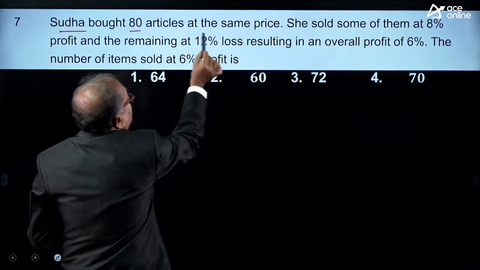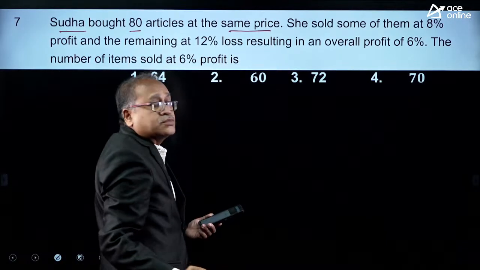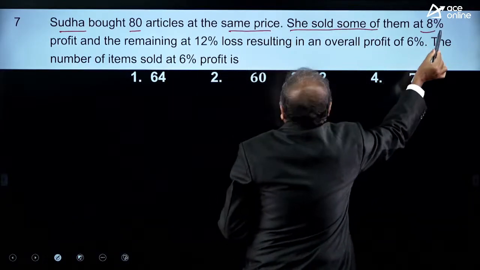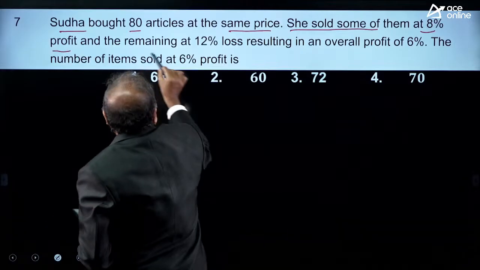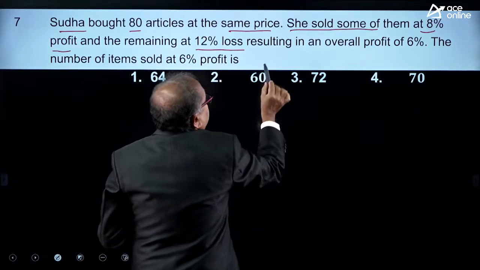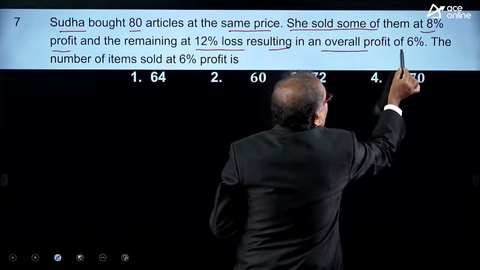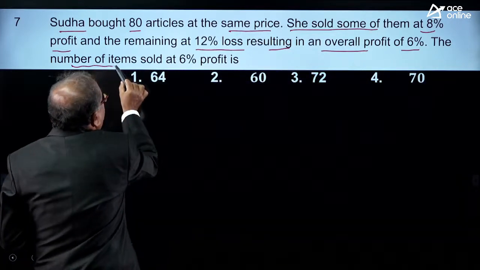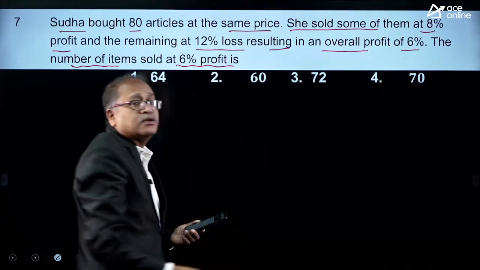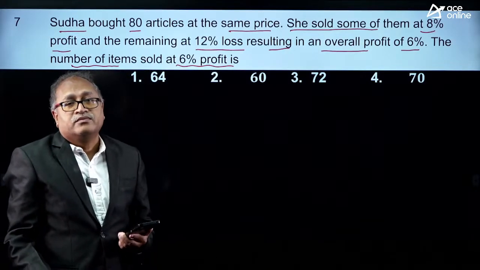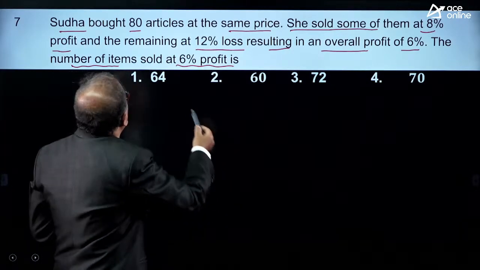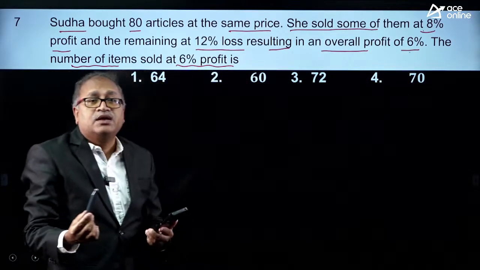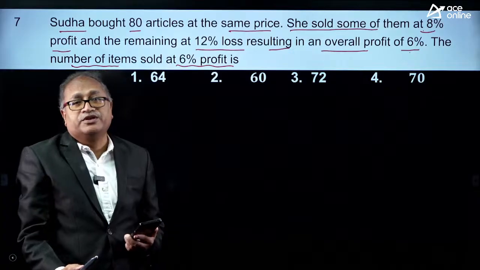Sudha bought 80 articles for the same price. She sold some of them at 8% profit and the remaining at 12%, resulting in an overall profit of 6%. So find the number of items sold at 8% profit. It's a very straight question. But you are expected to know that when the lower profit value, higher value and mean value are there, we can apply the alligation mixture method.